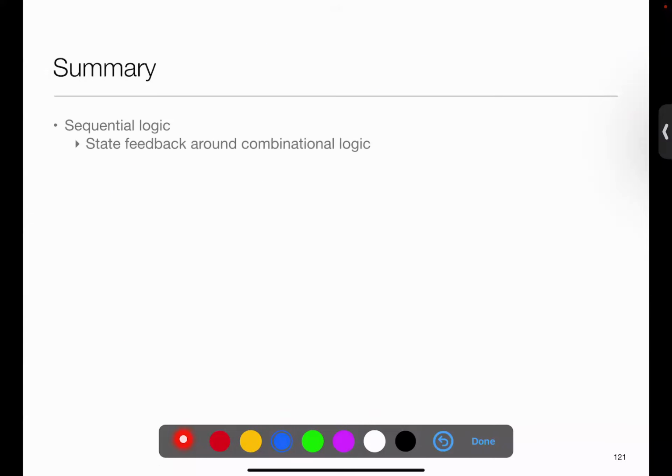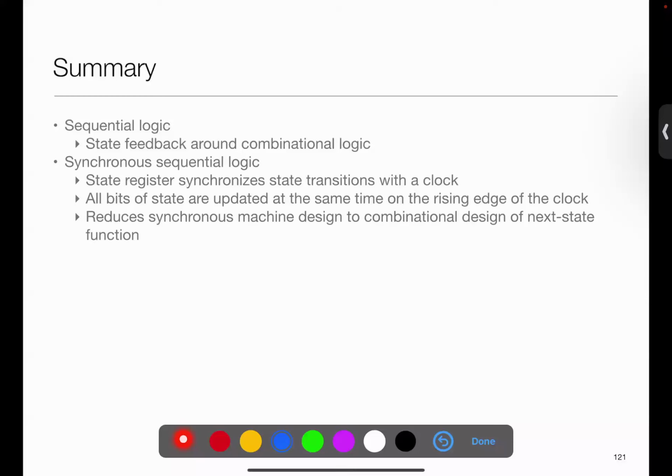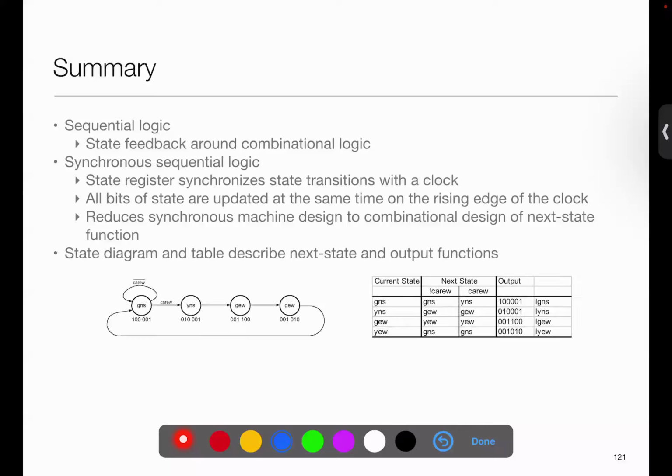Okay, so that wraps up this module. We saw the concept of sequential logic, the notion of state registers, and how we use next state and output combinational logic. We saw synchronous sequential logic in particular, where the state changes upon a clock tick. All bits of the state are updated at a particular point, typically the rising edge of the clock. In essence, designing a sequential system this way really boils down to designing the next state function and the output function, two combinational problems.